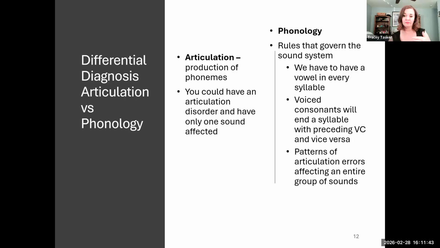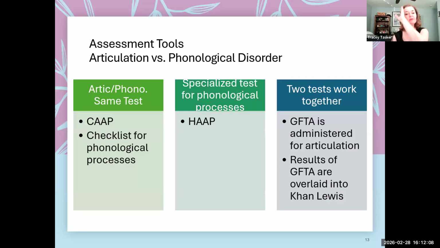It's a rule. When we talk about phonological errors, we're talking about those patterns of articulation errors that we just learned about, like fronting or backing, where an entire group of sounds is affected. It's not just one sound error. So with fronting, all the back sounds will often be affected until the children are able to remediate it. Okay.